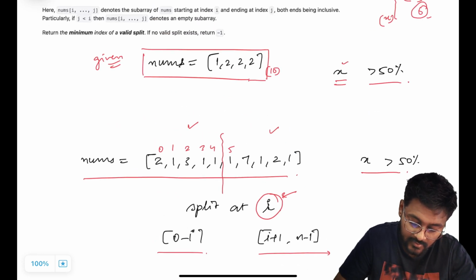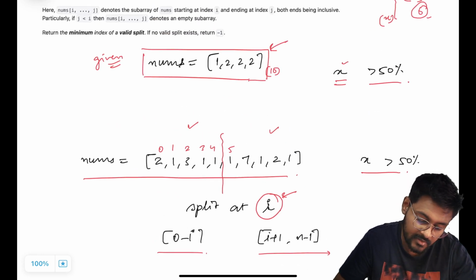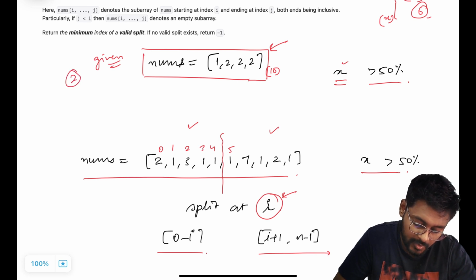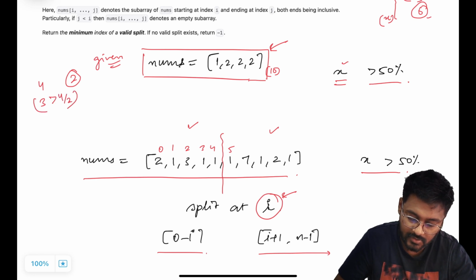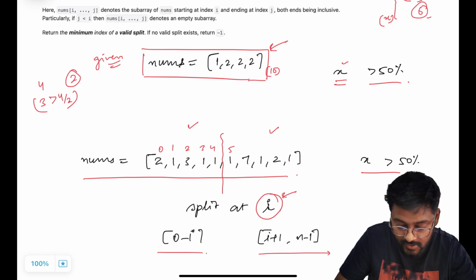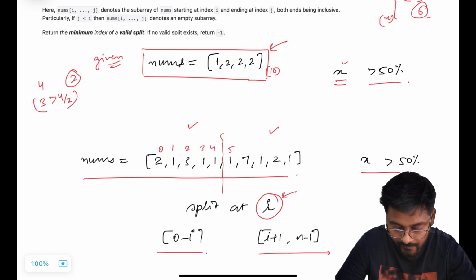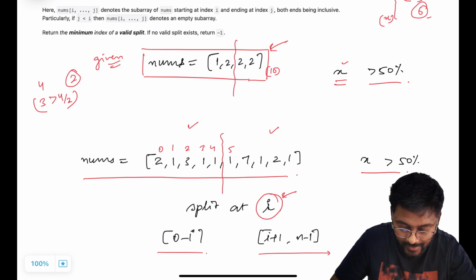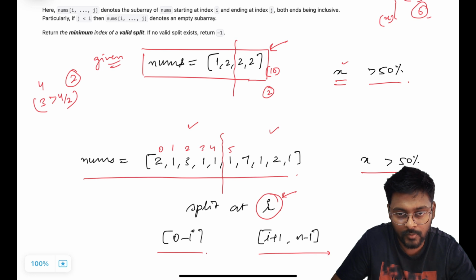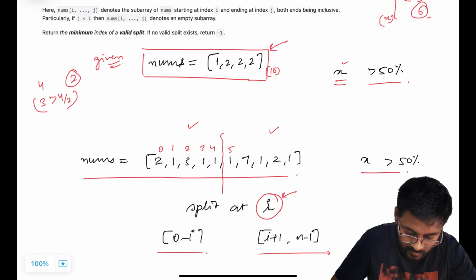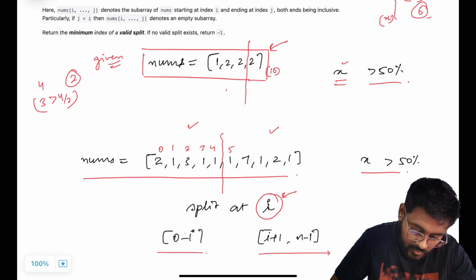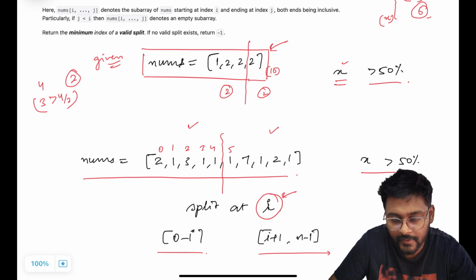So let's have a look at the first example. In this given array, 2 is the majority element because the size is 4 and 2 is coming 3 times, and 3 is more than 4 by 2, 50% of the size. So 2 is a majority element. If I just split it like this, the right portion has 2 as a majority element, but the left portion does not have 2 as a majority element. 2 is coming 50%, not more than 50%. But if I split it after index 2, on the left side 2 is a majority element, and on the right side 2 is a majority element. It means this split is valid.